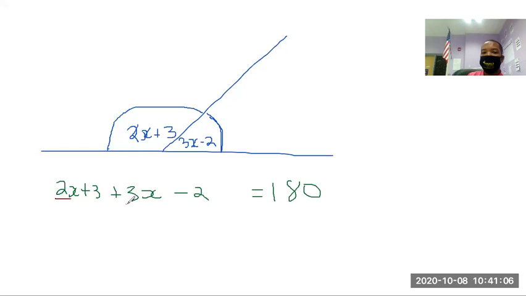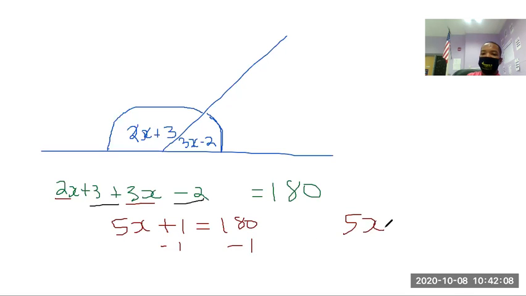I'm going to group my like terms, so I end up with 5x plus 1 equals 180, and you just solve for x. Does that make sense? So we'd do the minus 1, minus 1, and we're left with 5x equal to 179.